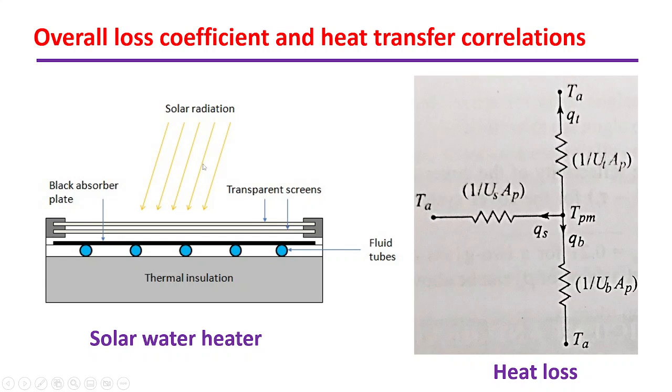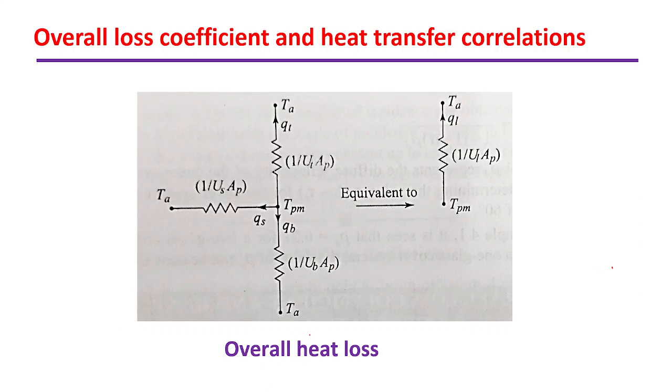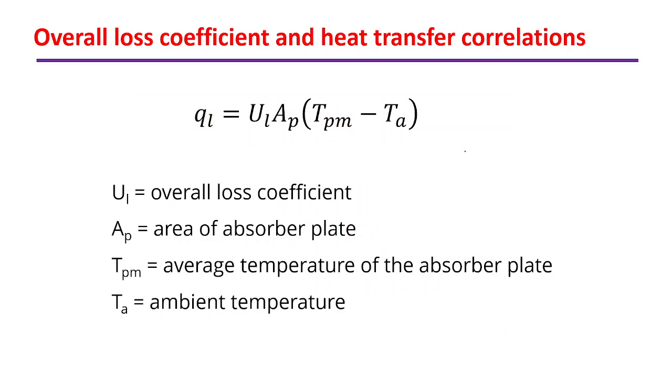Whenever we are calculating the overall loss coefficient, overall losses, we have to calculate three losses: one is side loss, one is the bottom loss, and another one is the top loss. QT, QS, and QB are the rates at which the respective losses occur. Once we calculate QB, QS, and QT, then cumulatively we can calculate the overall loss coefficient. So let's see from scratch.